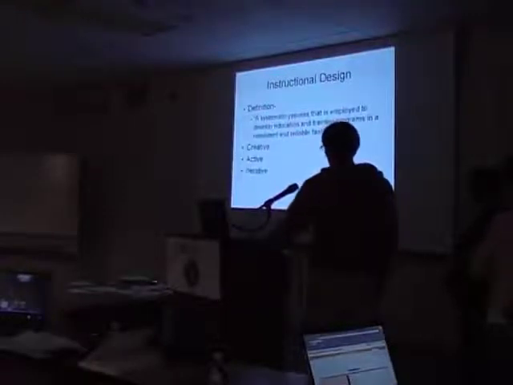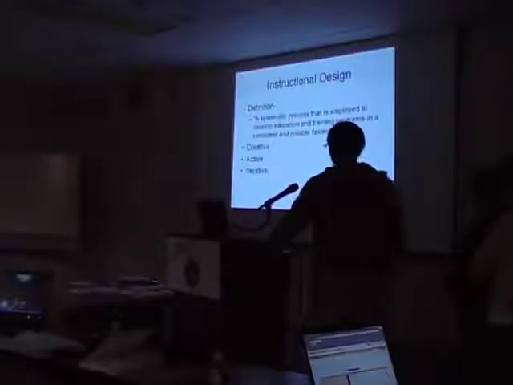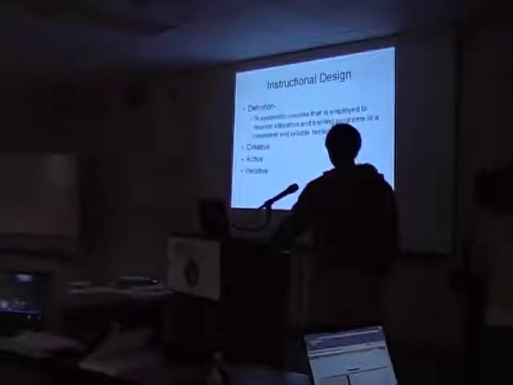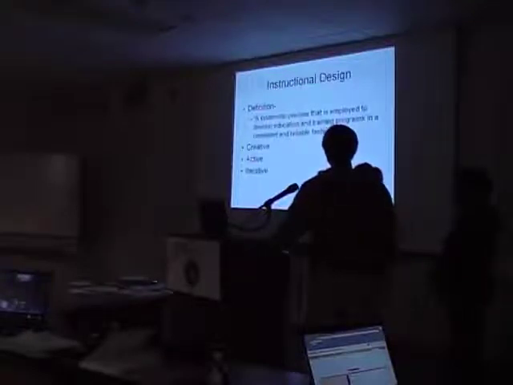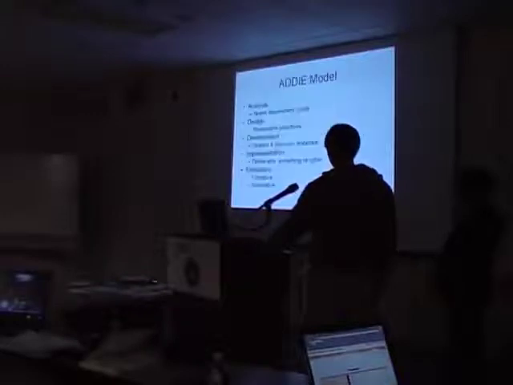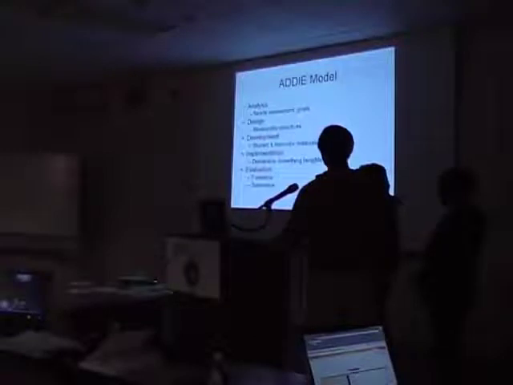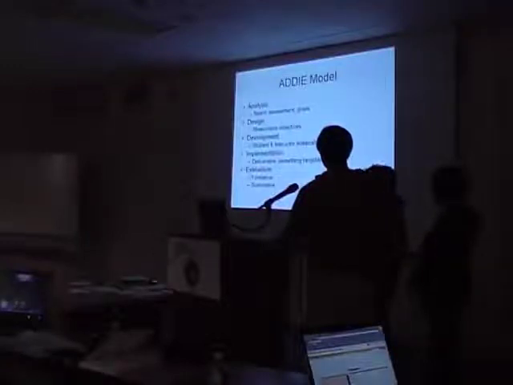And so a system is an integrative set of elements that interact with each other. Also, a system and its elements are interdependent, which means that no element can be separated from the system or it will fail. So the system is creative, active, and iterative. And so we wanted to show you an example of a systematic model, which is called the ADDIE model. It stands for Analysis, Needs Assessment, Goals.